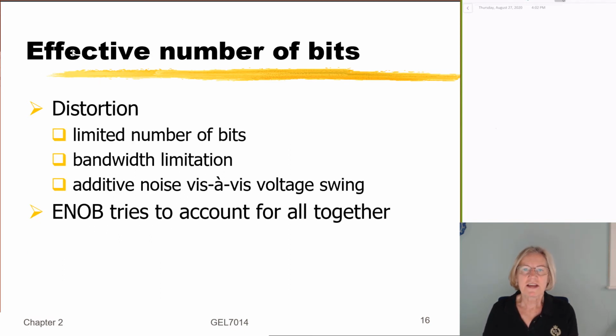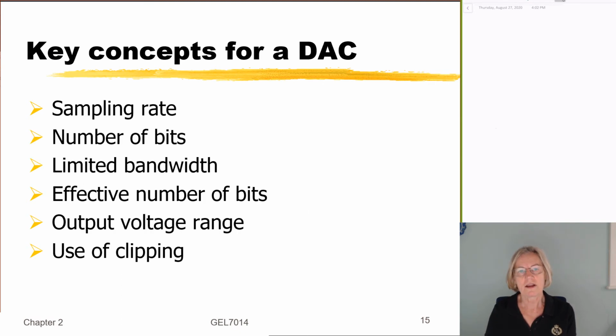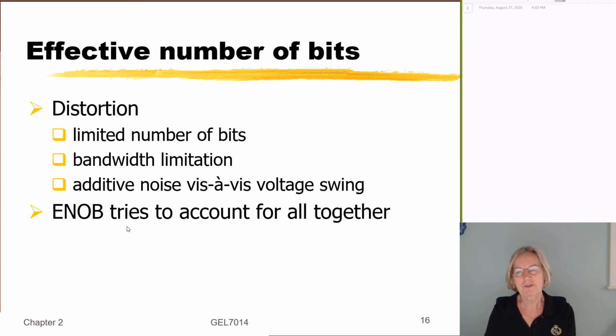So as I mentioned, effective number of bits is a way of quantifying distortion. Distortion comes from many factors. It comes from limited resolution. It comes from limited bandwidth. It comes from the additive noise, which has to do with that voltage swing. So if I go back here, there are a number of factors which are key indicators for the DAC, and ENOB tries to bring them all together so that I have one number that gives me a feeling for how these three interact together.